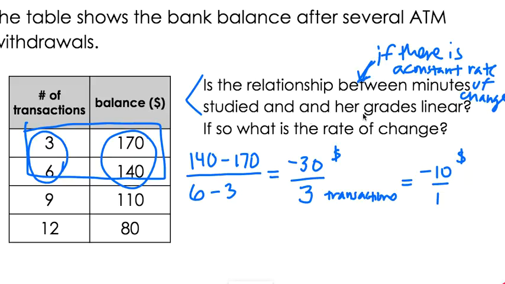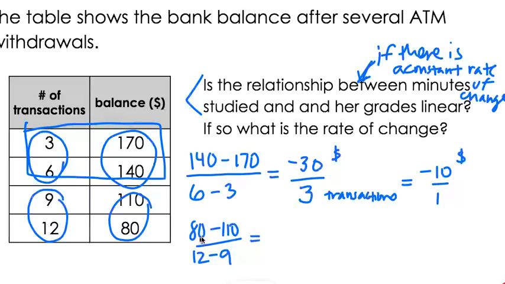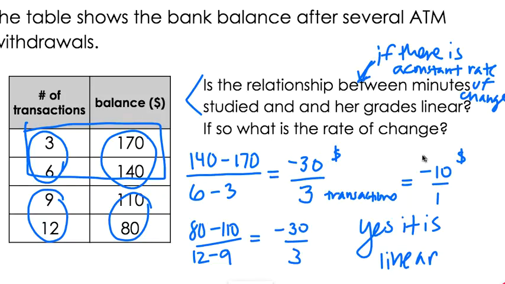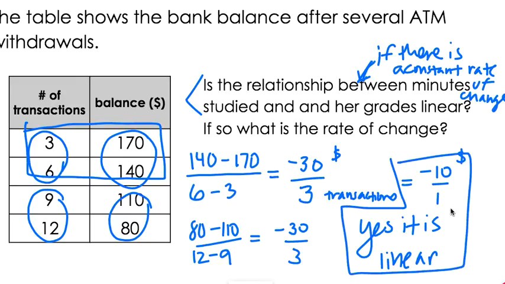So is the relationship linear? Well, I can test another set of points. Okay, let's check these and see if we get the same rate. So we have 80 minus 110 over 12 minus 9. 80 minus 110 is negative 30. 12 minus 9 is 3. I got the same exact rate here. So yes, it is linear. And in my process of finding if it's linear, I was able to get the rate of change. So my final answer is yes, it's linear. My rate of change is negative 10 over 1.